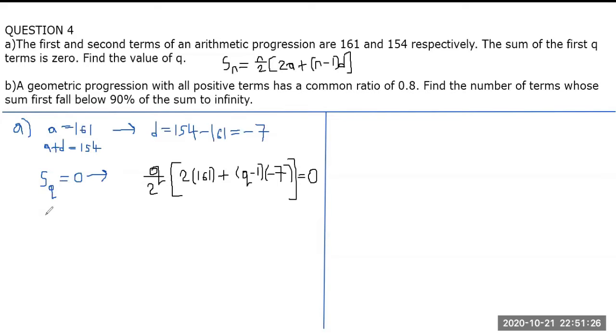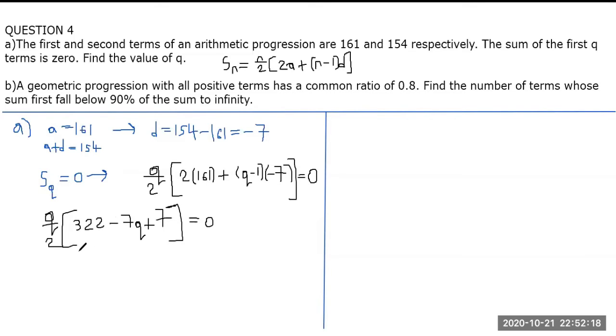So now what we have is q over 2 times, 2 times 161, that's 322. So we have 322 plus q minus 1 times negative 7. Q minus 1 times negative 7 works out to be q times negative 7, which is negative 7q, and then negative 1 times negative 7 is plus 7. So we have negative 7q plus 7, and all of that is equal to 0.